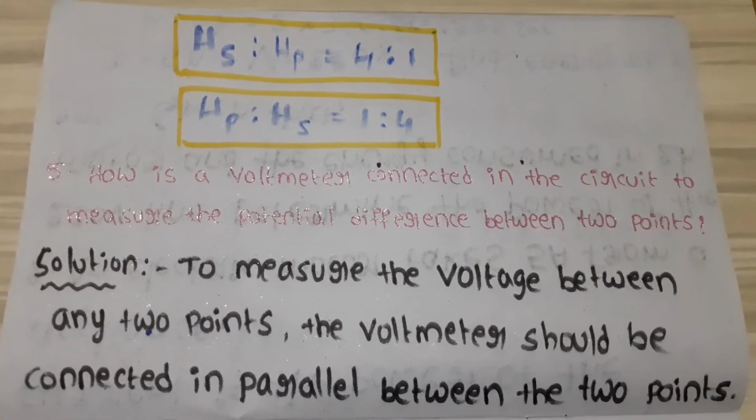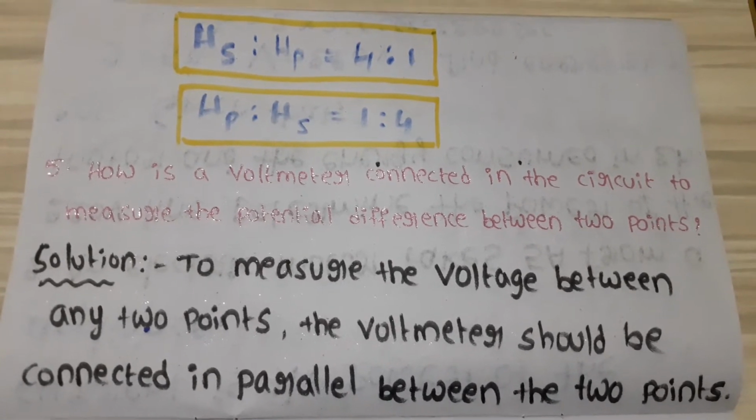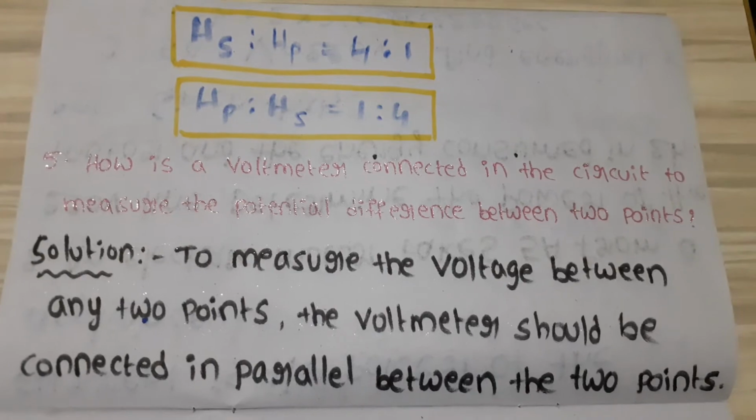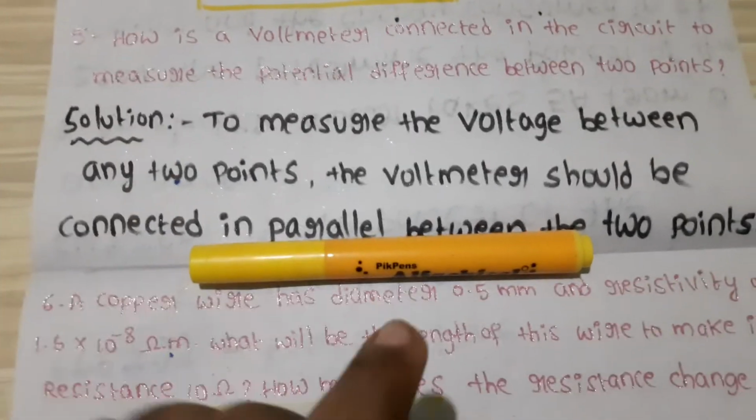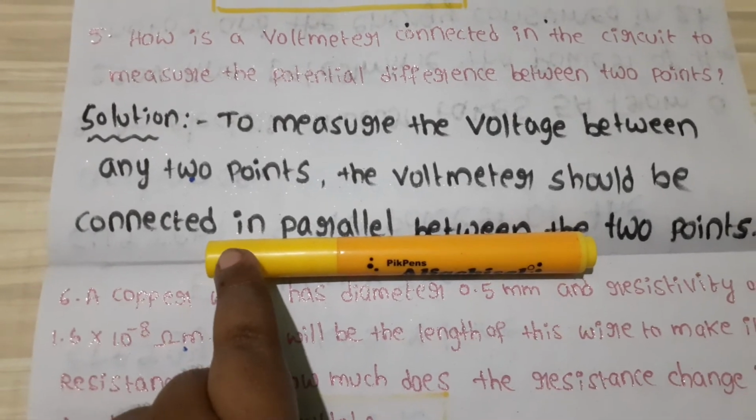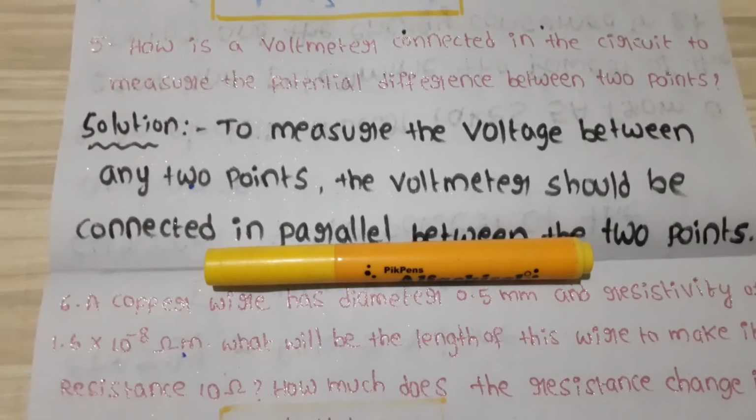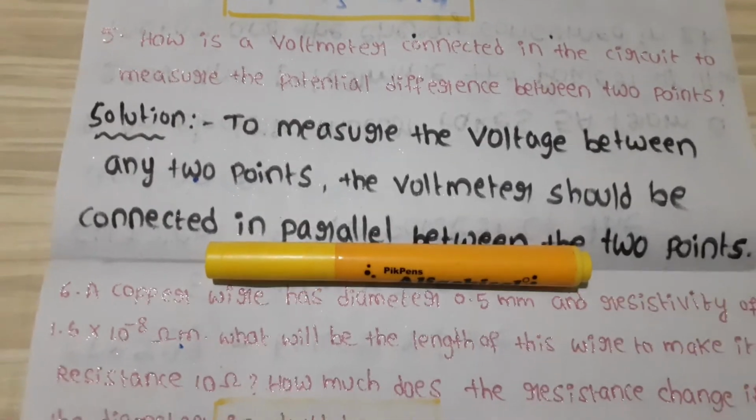Next question. How is a voltmeter connected in a circuit to measure the potential difference between two points? For example, this is an electric device. I am going to measure the potential difference by using the voltmeter. How is the voltmeter connected?